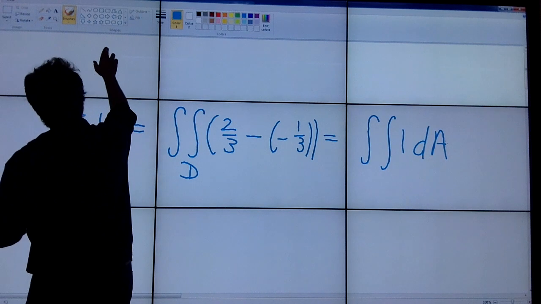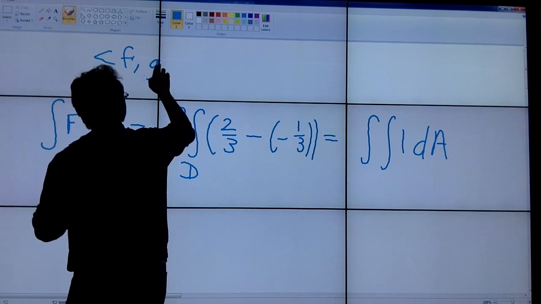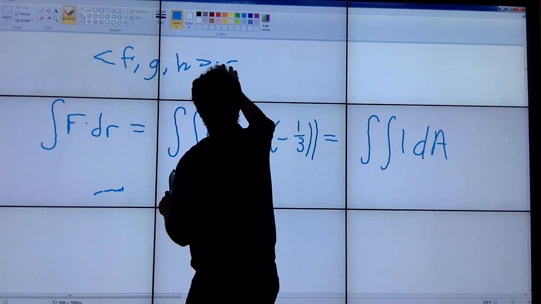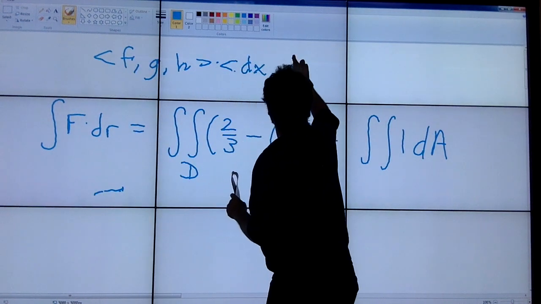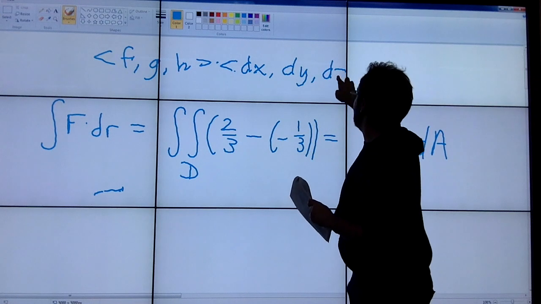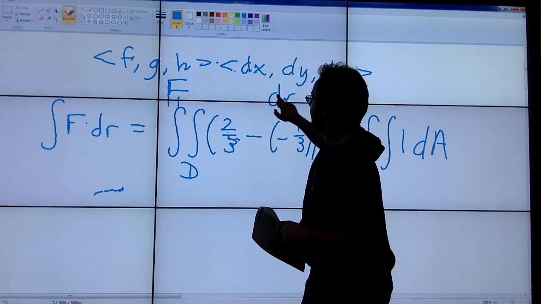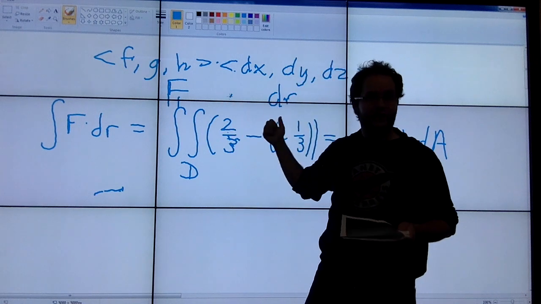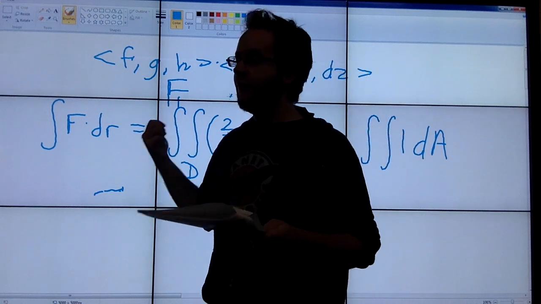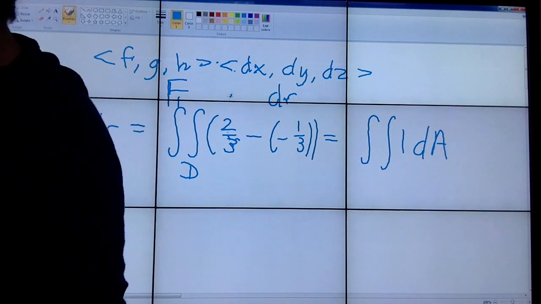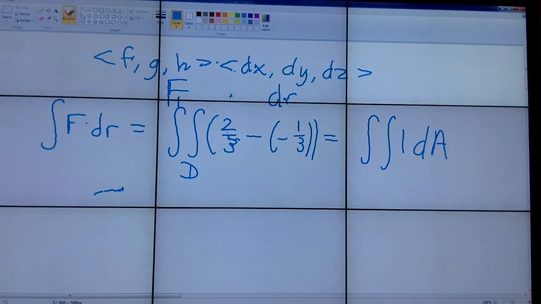It's saying this is F, and this is dr. Is this F dot dr? Or rather, this is F, this is dr. F dot dr would give you what? f dx plus g dy plus h dz. Cool? Look at number 2.